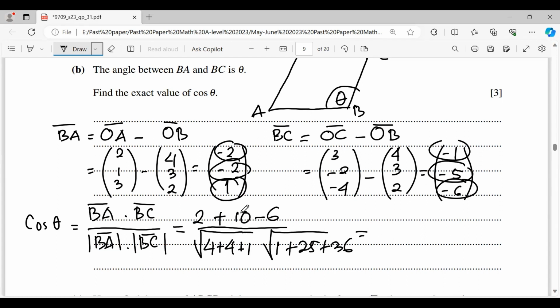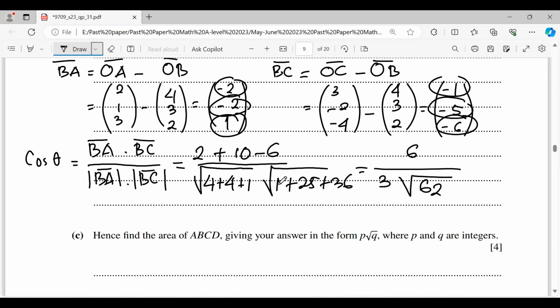So this is 6 over 3 times square root of 62. If you simplify this, 6 over 3 is 2. So 2 over square root 62. So cosine theta equals 2 over square root 62.